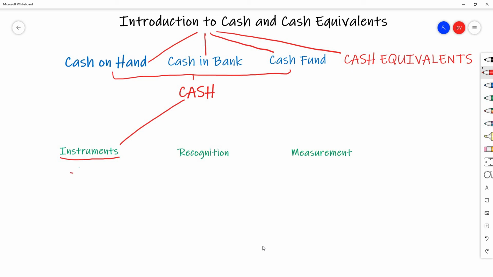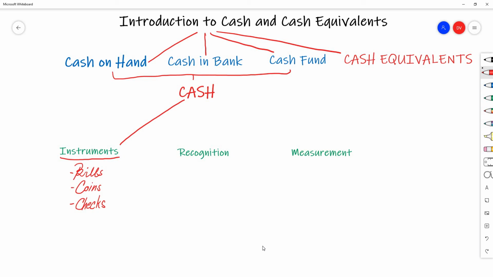So number 1 here is bills. 20 pesos, 50 pesos, 100, 200, 500, and 1,000, these are all bills. Secondly, coins. So, piso, 5 pesos, 10 pesos, and I think we have the 20 peso coin now. And then lastly, we have checks. So, ideally, these instruments, ito lang ang pwedeng i-treat as cash. So, if hindi siya isa sa tatlong to, in no case shall it be recorded as cash.